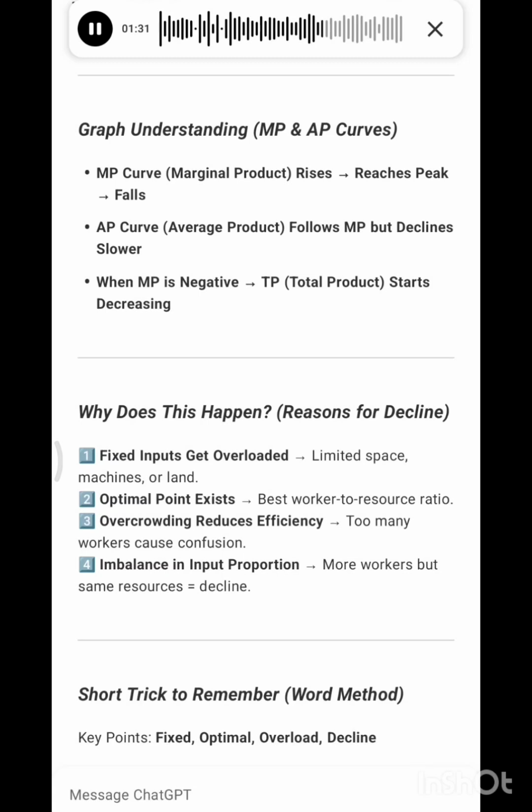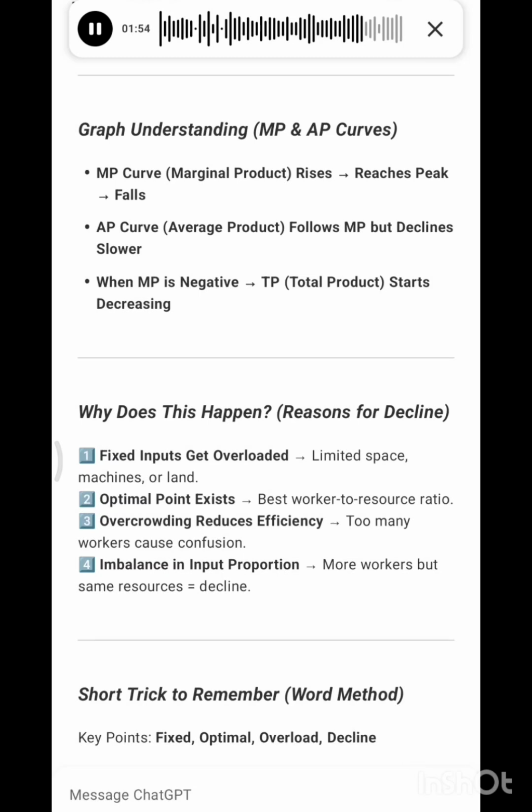Why does this happen? Reasons for decline. 1. Fixed inputs get overloaded: limited space, machines or land. 2. Optimal point exists: best worker to resource ratio. 3. Overcrowding reduces efficiency: too many workers cause confusion. 4. Imbalance in input proportion: more workers but same resources equals decline.